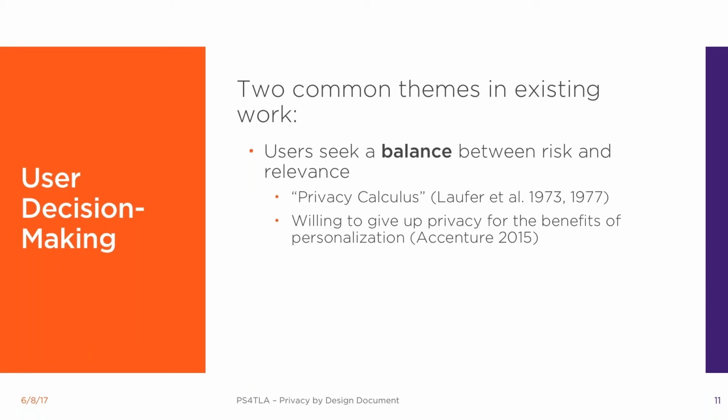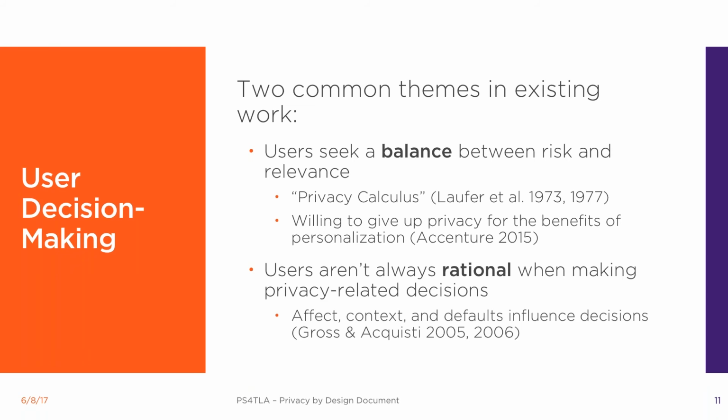Now, the second part, though, is that users are not very good at this calculus. They're not always rational in making this decision. And because of that, circumstantial aspects, like, for instance, the default setting of a checkbox on a form, actually have quite a substantial influence on people's privacy decisions.